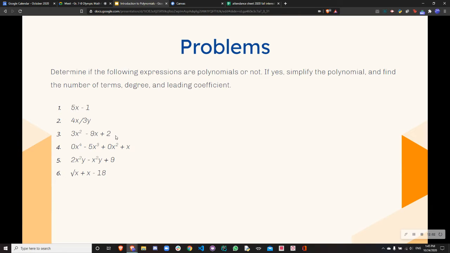Now, what about question 3? Is that a polynomial? Yeah, perfect. So we don't see any division by variables or any negative exponents. We're good. Okay, we don't need to simplify anymore because this is the most simplified form. How many terms are there? 3. Perfect. We have 3x squared. We also have -9x, and we also have 2. That's 3 terms. What's the degree?